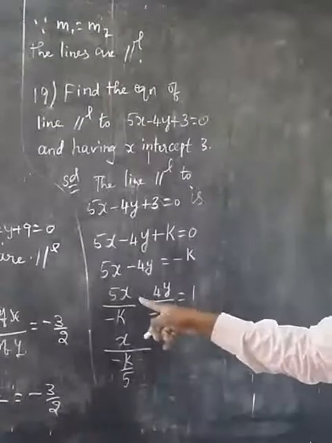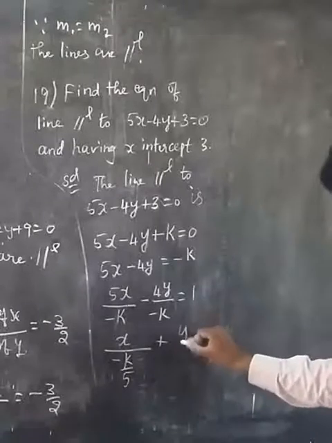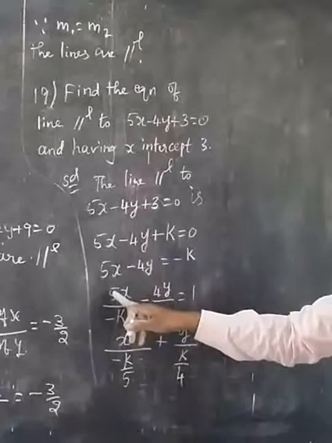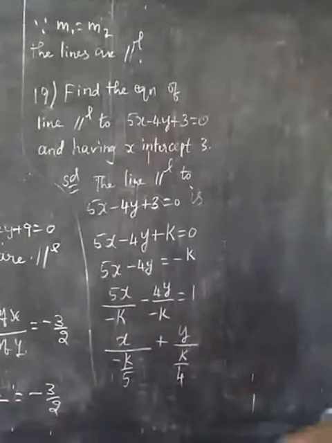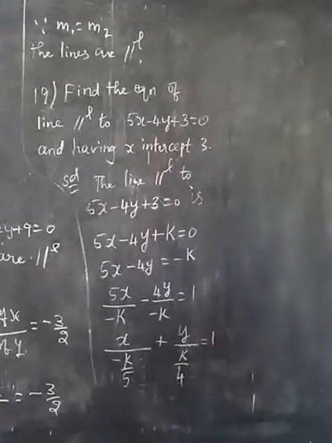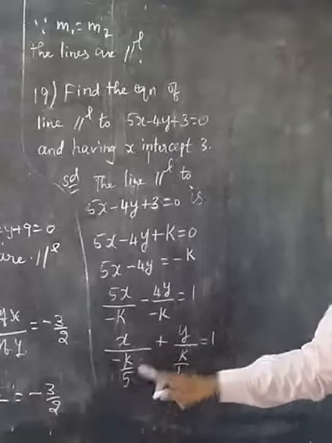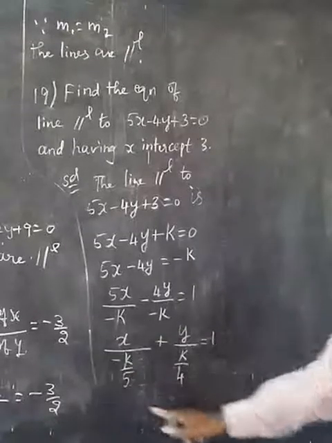And here minus and minus will become plus. So putting plus here, y divided by k by 4. So just bringing 5 and 4 to the denominator and writing. Now in the right hand side we are having 1. Now clearly this is of the format x by a plus y by b is equal to 1. This is called intercept form.